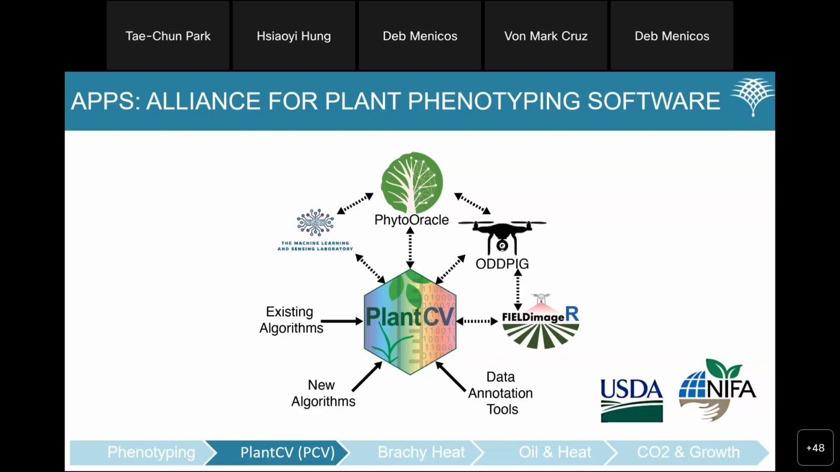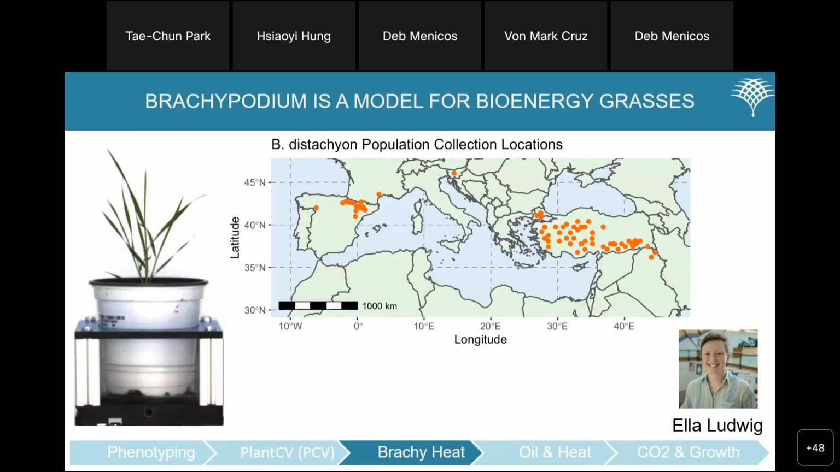The first use case is a focus on bioenergy. Brachypodium is this C3 model grass that is a model for bioenergy grasses. This is a project headed up by Ella Ludwig. She's a post-baccalaureate researcher in the group. She did her undergraduate thesis with us and has stayed on to continue her work before she heads off to graduate school.